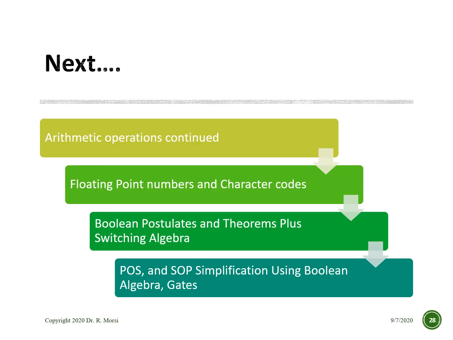Next few times, we will be going over the remainder of the arithmetic operations. So we'll be covering subtraction, multiplication, and division. Obviously, the same process for addition works with hexadecimal, it's no different. We will be covering floating point numbers and character codes, and then we'll start getting into Boolean algebra. So we'll cover postulates and theorems. We'll do some switching algebra. We'll do some product of sums and some product simplification using Boolean algebra and gates. And those will be the next topics.